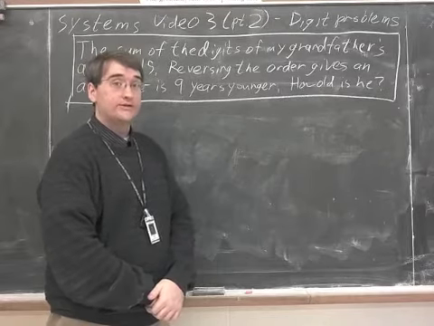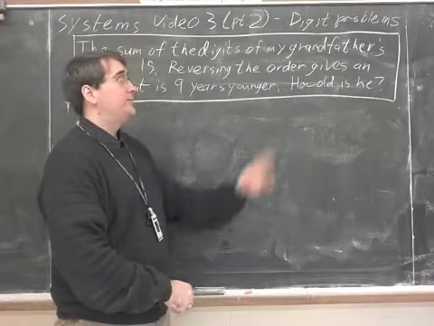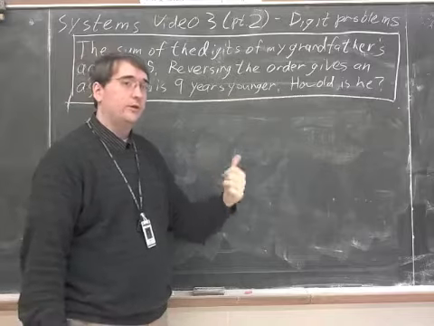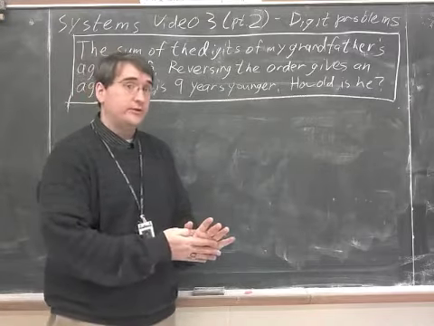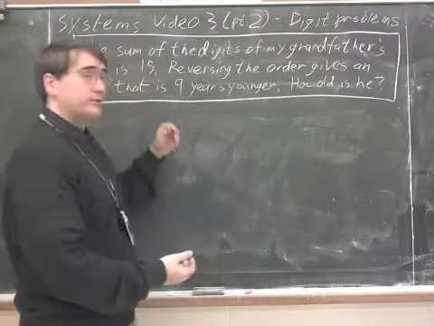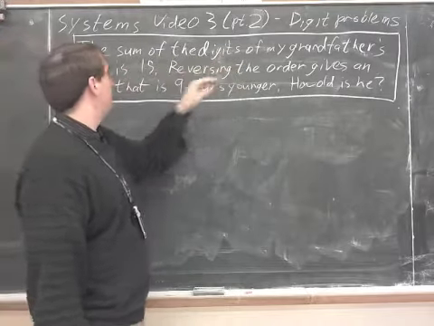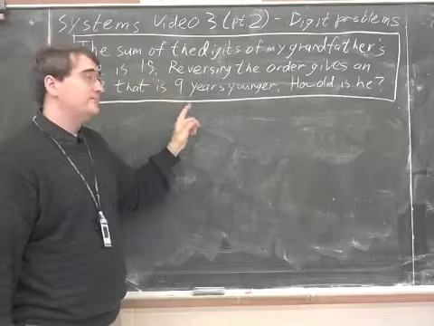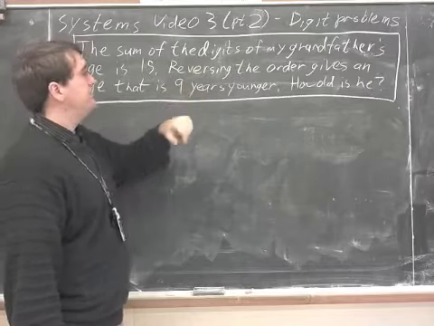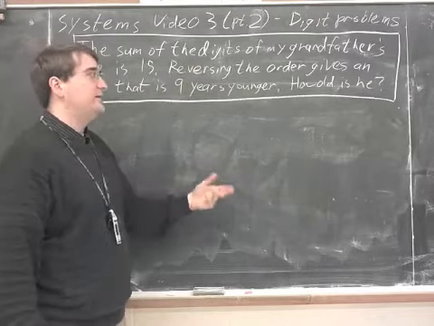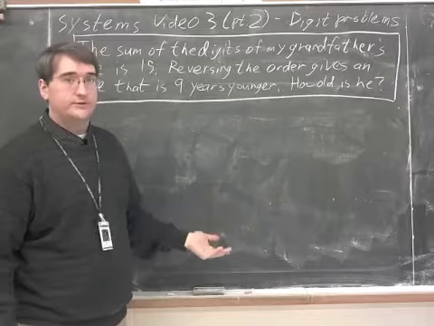All right, now part 2 of this particular problem, we have an example. We've already talked about the idea behind digit problems, so now let's do an example. The sum of the digits of my grandfather's age is 15. Reversing the order gives an age that is 9 years younger. The question is, how old is he?